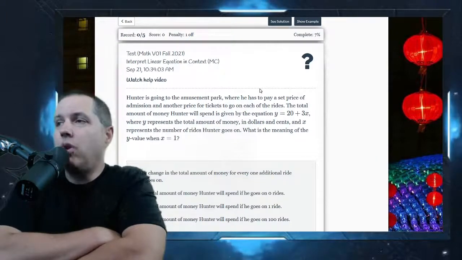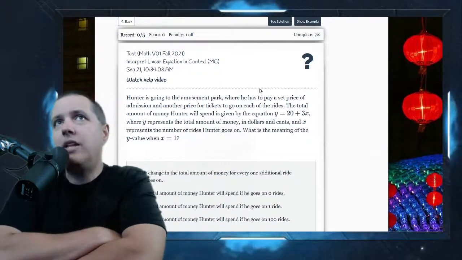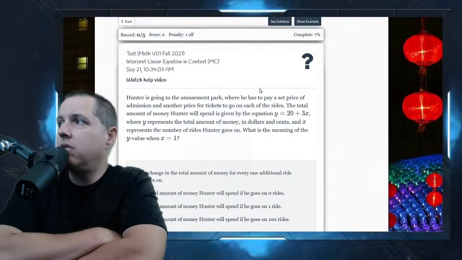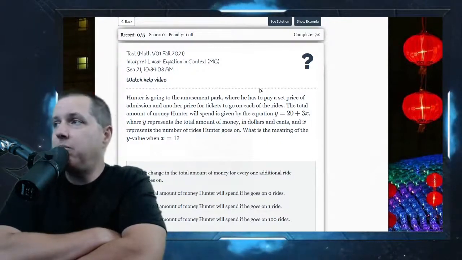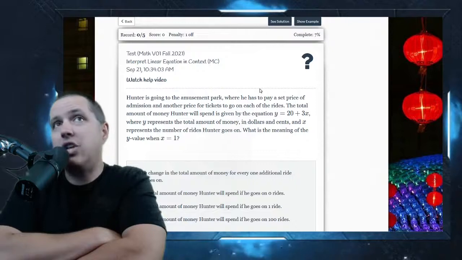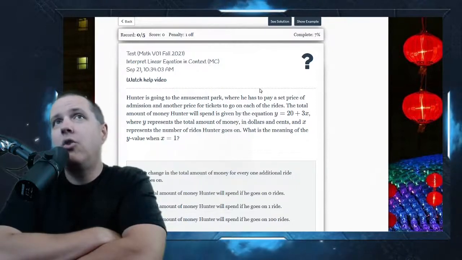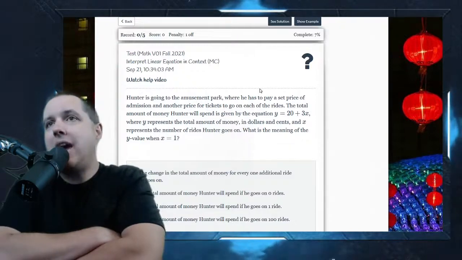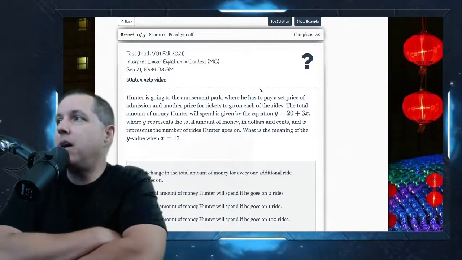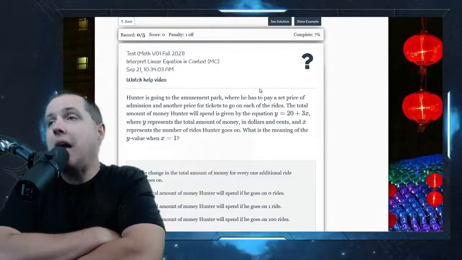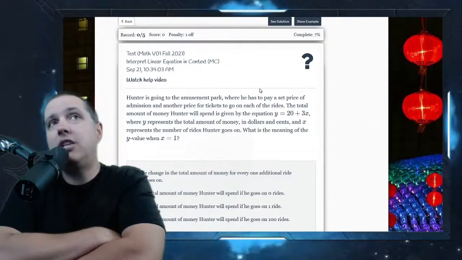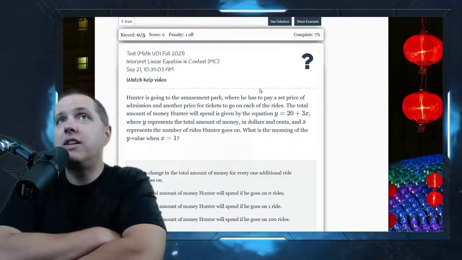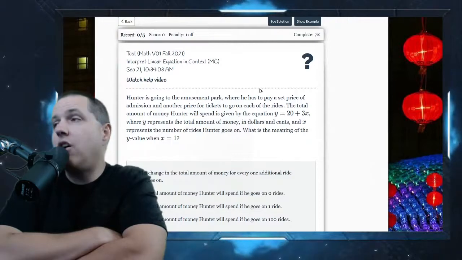Well, does the 20 change at all depending on how many rides Hunter goes on? No. That is in business what we call a fixed cost. It doesn't change. It's just a cost that's right there. What is the thing that's changing? Well, the variable changes, right? The 3x is the part that represents the amount of money being spent on Hunter's rides. So apparently for each ride Hunter does, it's going to be $3, right?